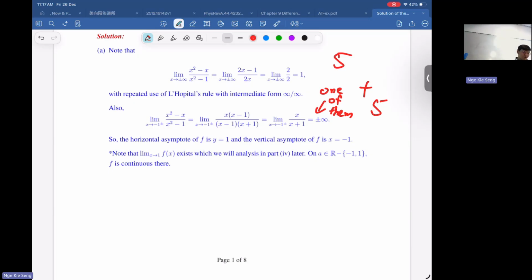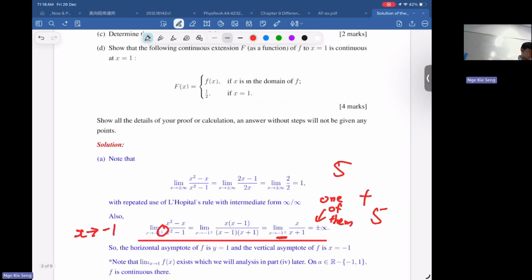I think a lot of people made a mistake here. They didn't split out the plus minus. If you don't split out plus minus, the answer will be different. You cannot just evaluate x squared minus 1. It's a different answer going from right and left. This is what most people did wrong here. Other than that, it's fine.